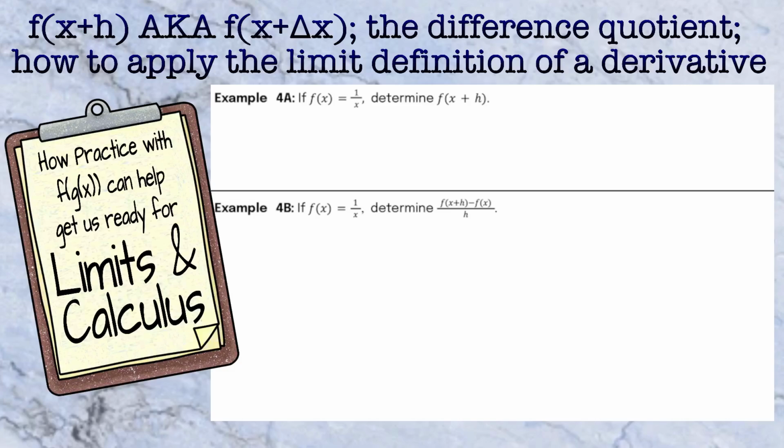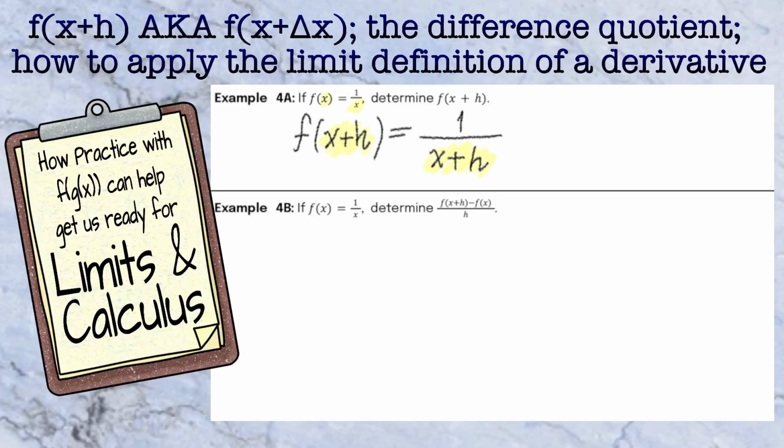So let's get started. The first thing I'm going to do is write out what I'm finding. I'm finding f of x plus h. So everywhere I have an x in this given function, I'm going to substitute x plus h. So really I'm just left with 1 over x plus h. Everywhere I had an x, I filled in x plus h.